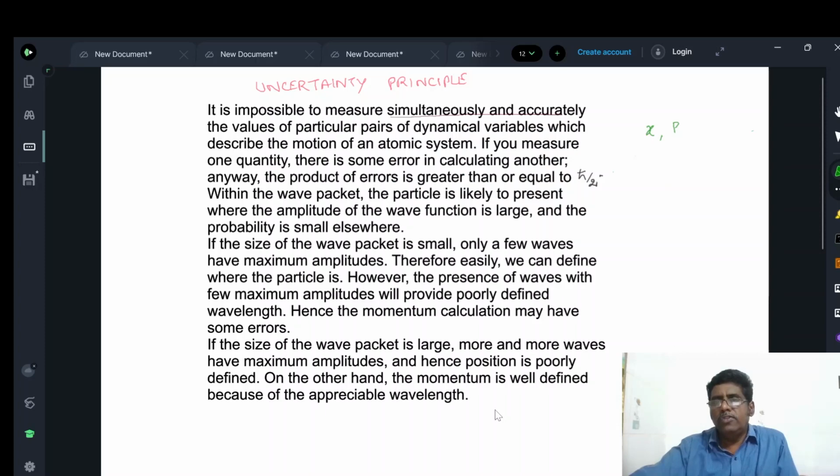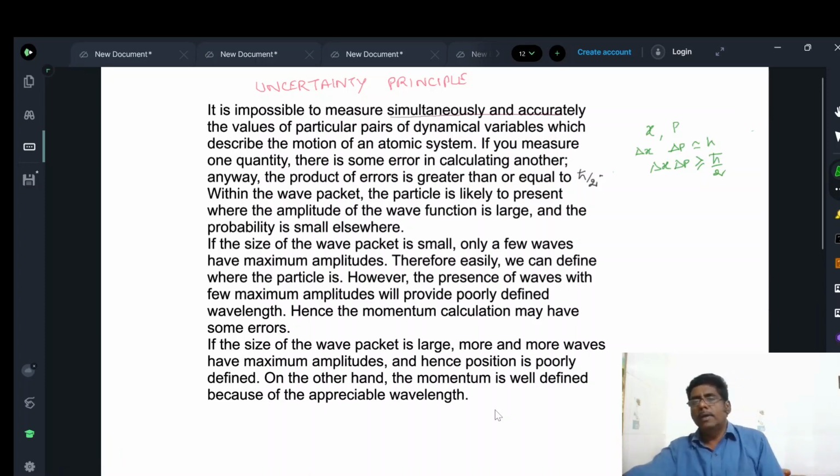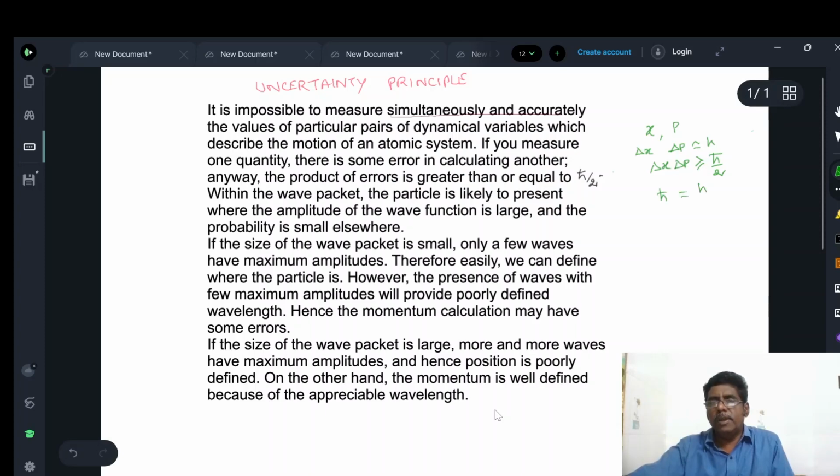If you want to measure these two variables at the same instant of time, we cannot record them accurately. If you measure position first, there is some error in calculating momentum, or if you calculate momentum first, there is some error in calculating position. If delta x is the error in calculating position and delta p is the error in calculating momentum, the product of errors is greater than or equal to h cross by 2, where h cross is h by 2 pi.